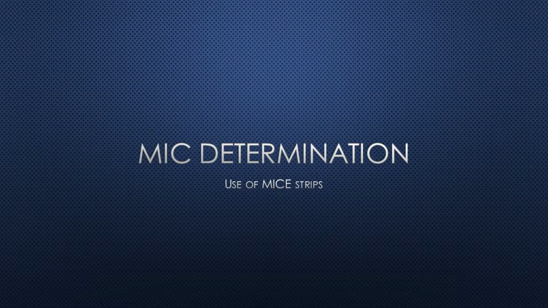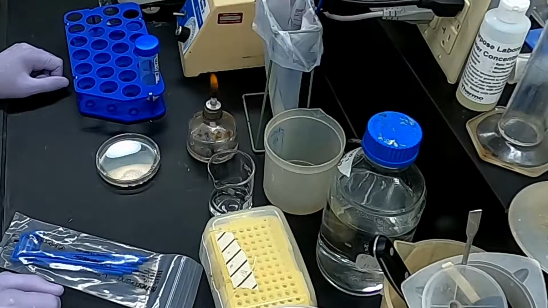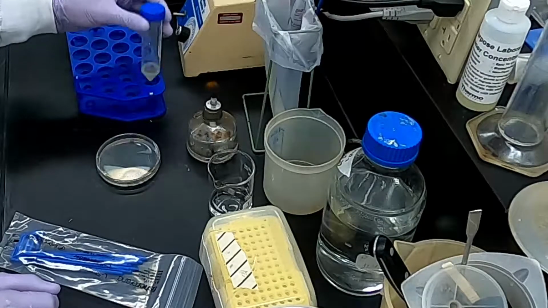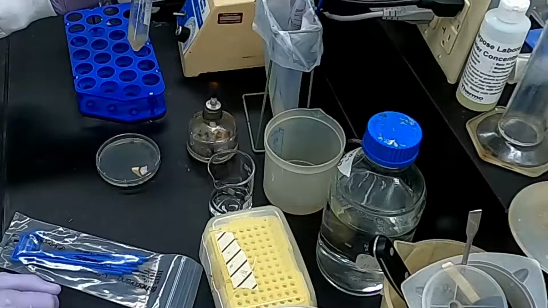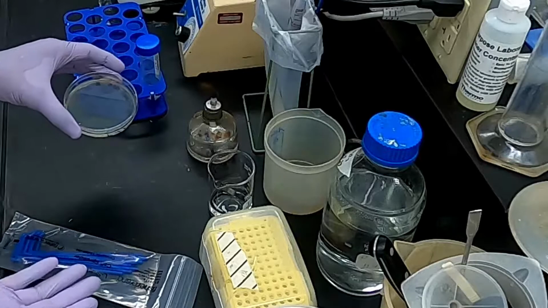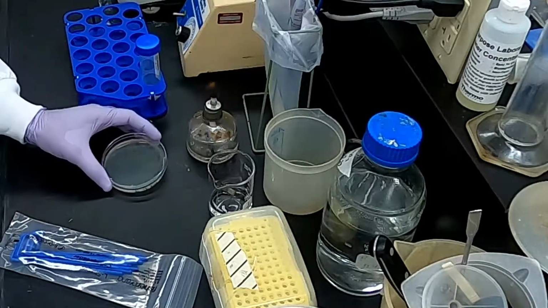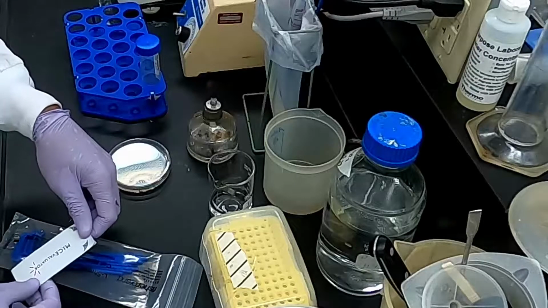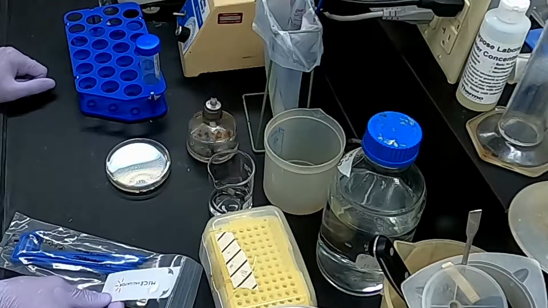Hello everybody. Today I've got a fairly simple one for us to do. We're going to be determining the minimum inhibitory concentration, or the MIC, of ampicillin against E. coli. So to do that, you're going to need a pure culture or a suspension of your test bacterium, a plate containing general growth medium. In this case, we're going to use TSA, and of course you're going to need your MIC strip, your minimum inhibitory concentration evaluation strip.